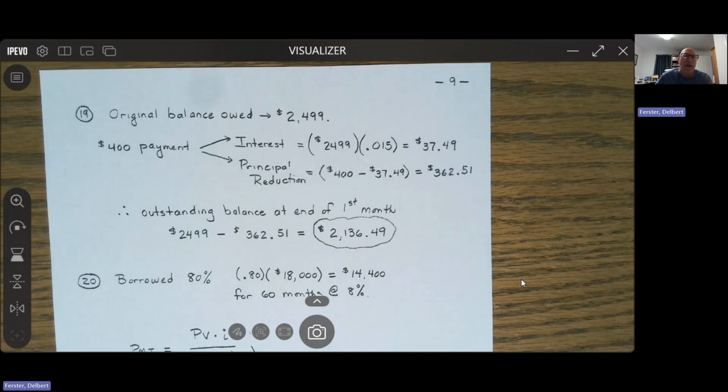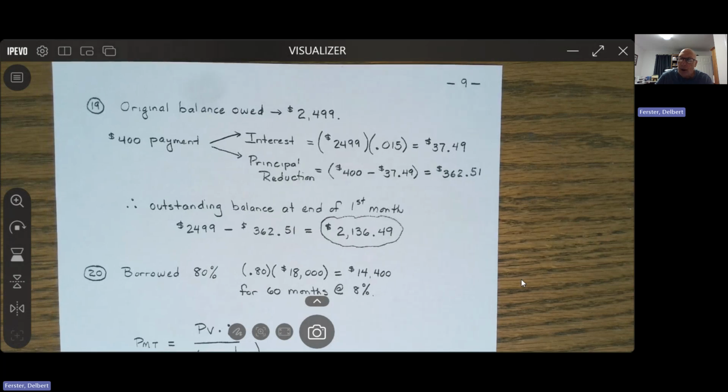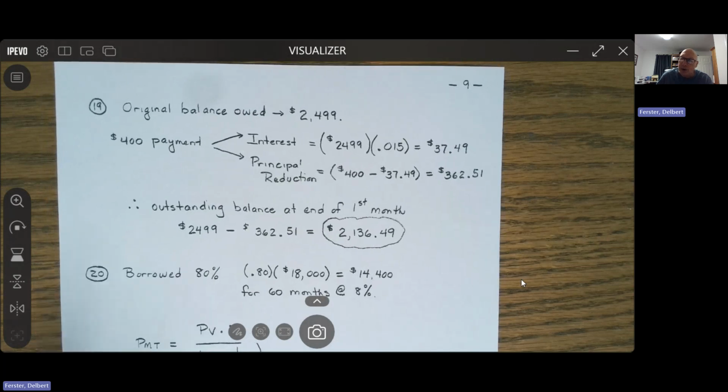So again, notice that he's going to pay $400. But as we saw in previous problems, the first part of his payment goes to process interest charge. So we'll calculate his interest charge for that first month by taking the amount that he owes, which is $24.99, multiplying by 0.015. Remember, that's an interest charge per month. So for that first month, he owes $37.49 in interest.